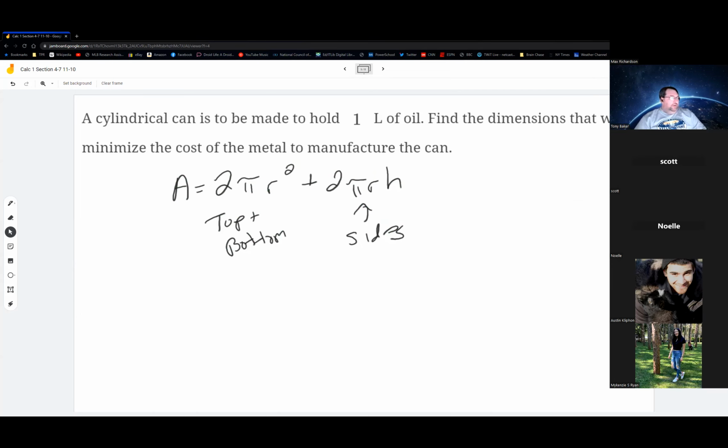So now we're looking for volume. My volume for a can is pi r squared times height. And my 1 liter of oil is 1,000 cubic centimeters. Because we're going to do the sides of the can and everything else in centimeters, not in liters, I need to convert it to make them be the same.